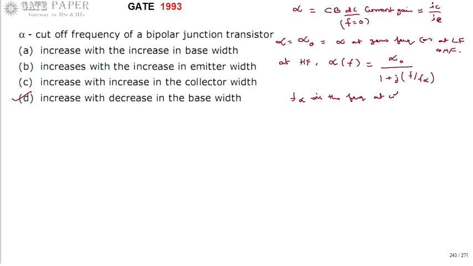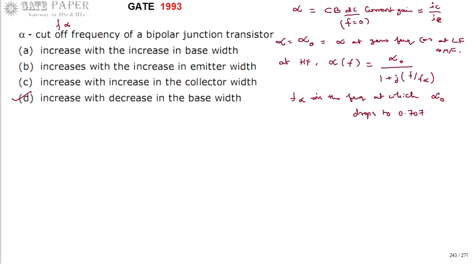at which the common base DC current gain drops to 0.707, that is 70.7% of its maximum value. So f alpha is also treated as the cutoff frequency. This f alpha is the alpha cutoff frequency, at which the value of alpha at 0 frequency reduces to 0.707 times, or 70.7%, of its value at 0 frequency.